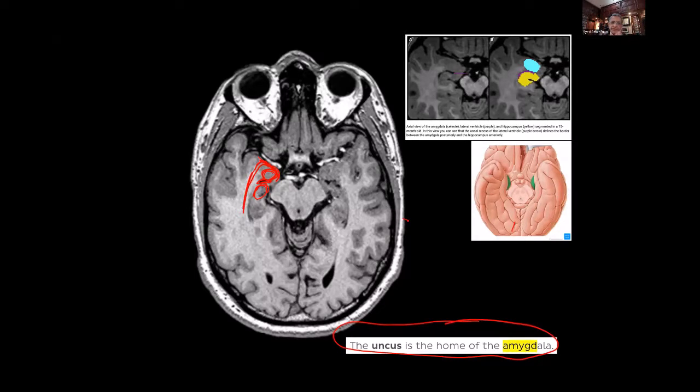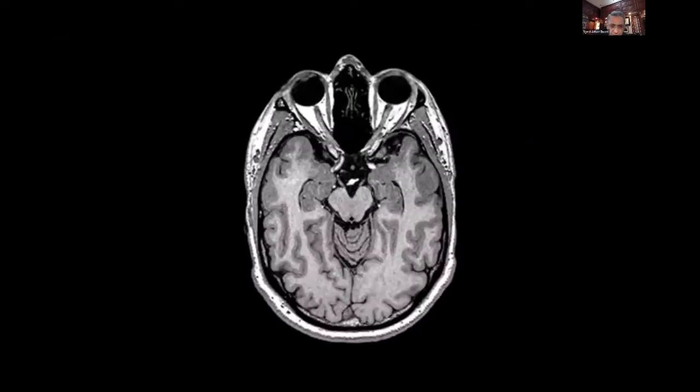Amygdala is embedded in the uncus, and this is another cross section. So you see this amygdala over here, you see this hippocampus, and this thing is uncus over here. In this image, this green thing is the uncus. All right. So here again, this is uncus. Amygdala would be here. This is hippocampus. This is temporal horn.